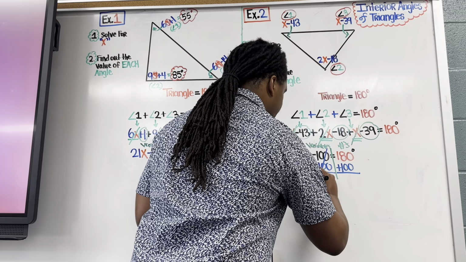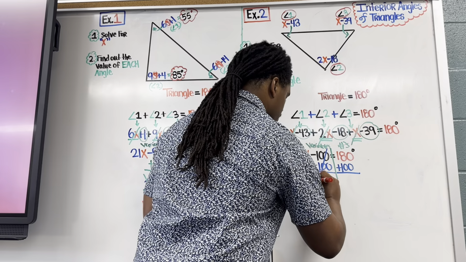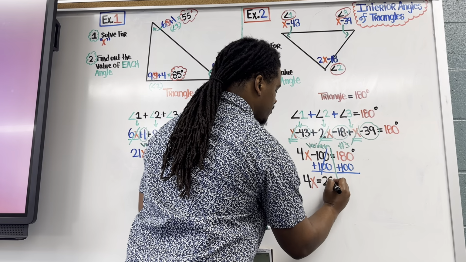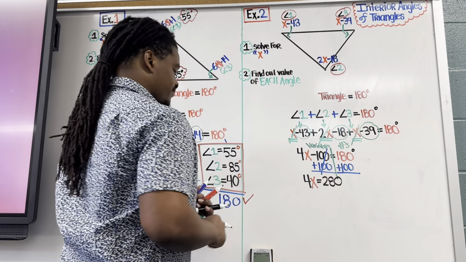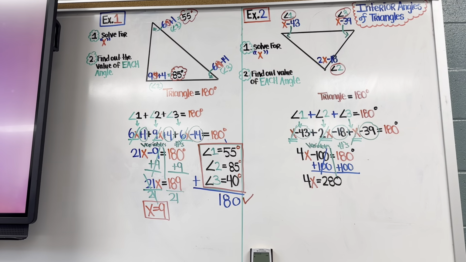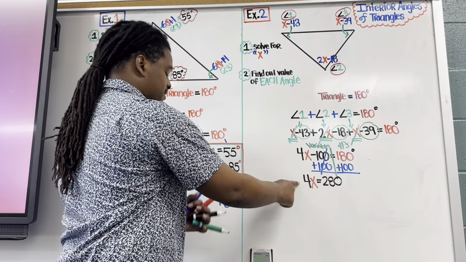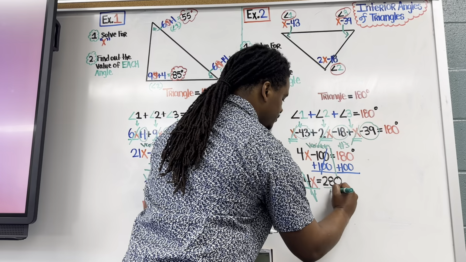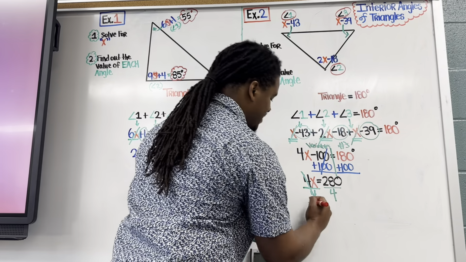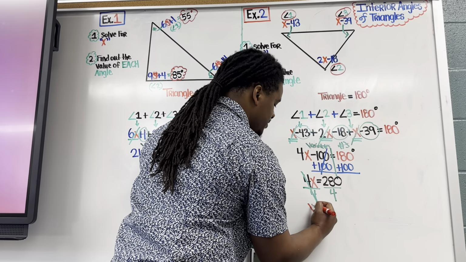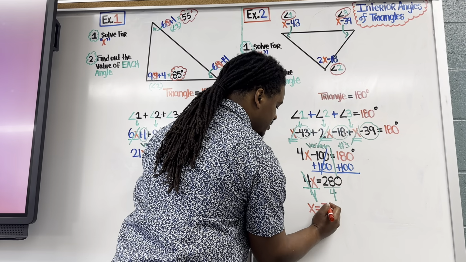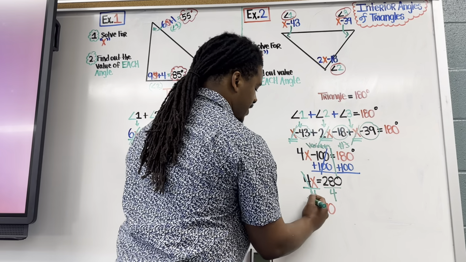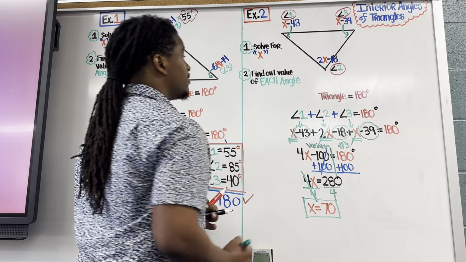So now, guys, we're gonna have 4x equals 280, okay? Once again, in order for us to find out the value of x, we gotta divide both sides by the coefficient that's attached to x, which is 4. So I'm gonna divide both sides by 4. And 280 divided by 4 is 70, because 28 divided by 4 is 7, right? So x has a value of 70, right?